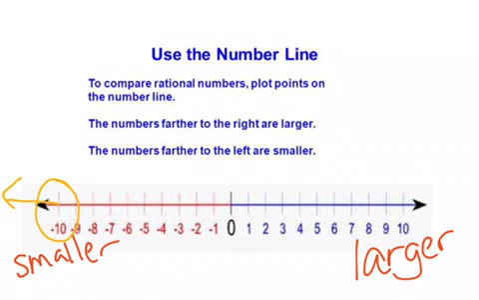Of course, this arrow means it keeps going forever to the left. The largest number that you can see labeled is 10, but remember the arrow means it's going on forever. So to get to larger numbers on a number line, the farther right you go, the larger the number. The farther left we go, the smaller the number.